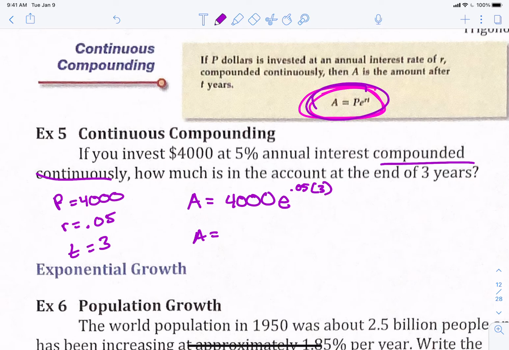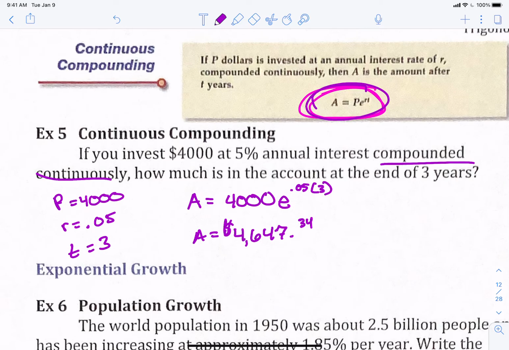Just type in the whole thing. 647.34. There you go. Does that seem like an appropriate amount of money? Yeah, probably. 5% interest for 3 years, we're making about $647 interest. Sounds good. So when you're continuous compounding, use PERT. If you're compounding annually, monthly, whatever, you're going to use the other compound equation.